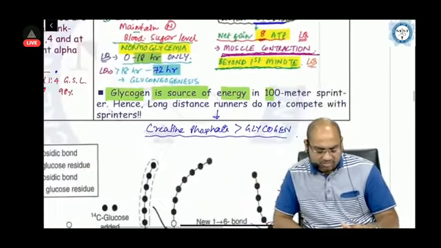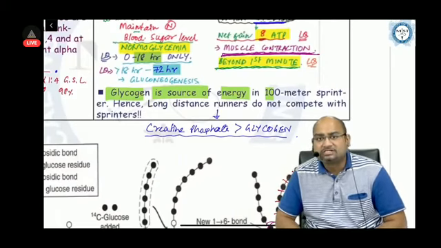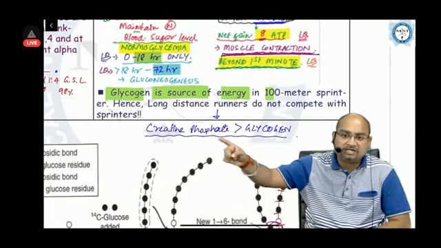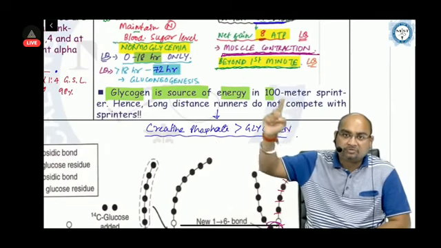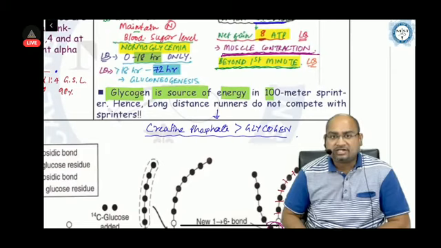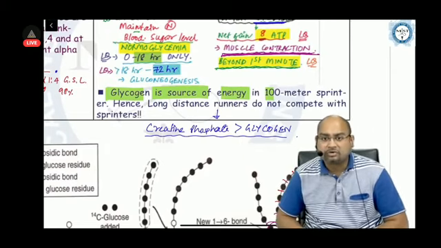So please remember over here, beta, that whenever we have this sort of question, what is the best source of energy for 100-meter sprinters, the best answer will be creatine phosphate, second best answer will be glycogen, because 100-meter sprints are basically completed within 1 to 2 minutes, beta, and trained athletes can learn how to utilize this creatine phosphate for a longer time.